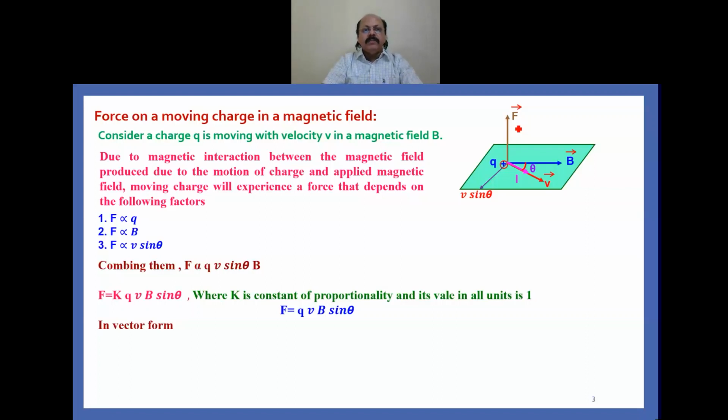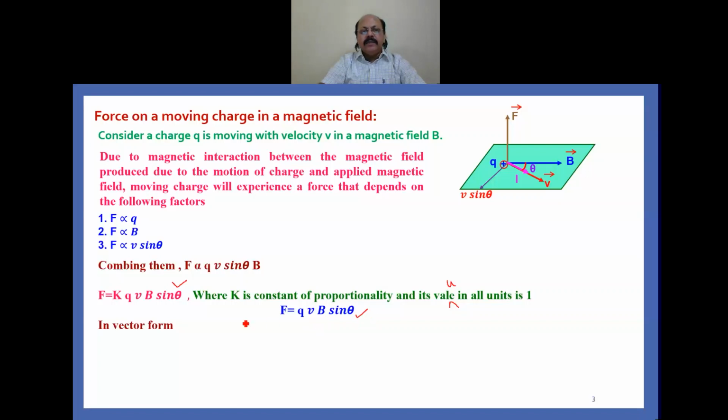Now we remove this proportionality sign with a constant and rearrange it. Then finally we get F equal to K q v B sine theta, where K is the constant of proportionality and its value in all units is 1. Then when you substitute K equal to 1 in this equation, the equation becomes F equal to q v B sine theta.